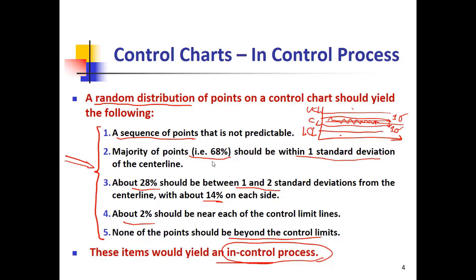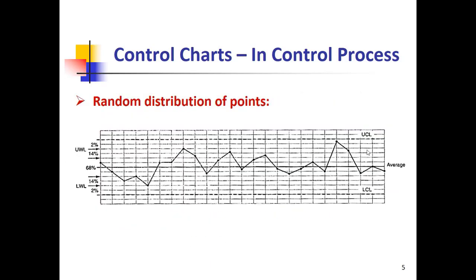So most of the time about 68, 65% are within one standard deviation. About 28, 30, even 35% are within 1 to 2 standard deviations, and about 2%, a little bit more or less, are close to the control limits. So this is one example of an in control process, where this is my UCL, this is my LCL, this is my center line, the target value or average.